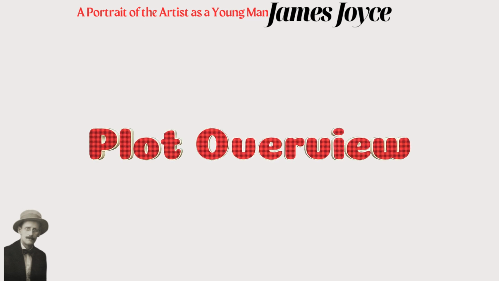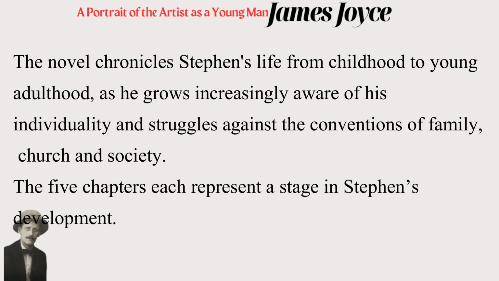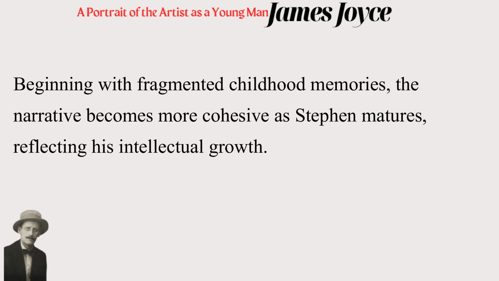Plot overview. The novel chronicles Stephen's life from childhood to young adulthood as he grows increasingly aware of his individuality and struggles against the conventions of family, church, and society. The 5 chapters each represent a stage in Stephen's development. Beginning with fragmented childhood memories, the narrative becomes more cohesive as Stephen matures, reflecting his intellectual growth.